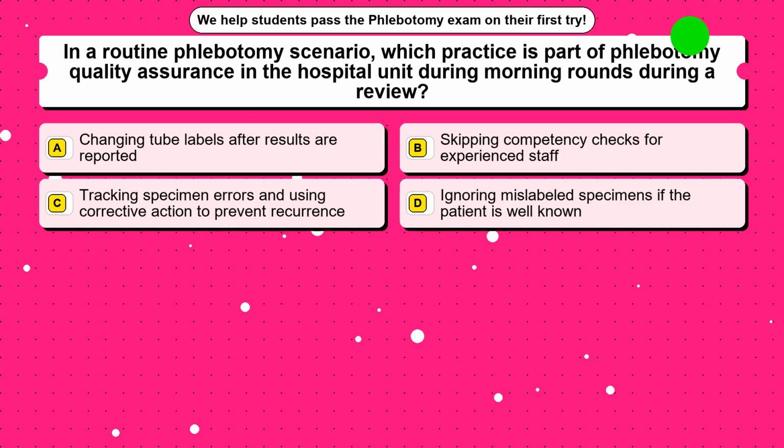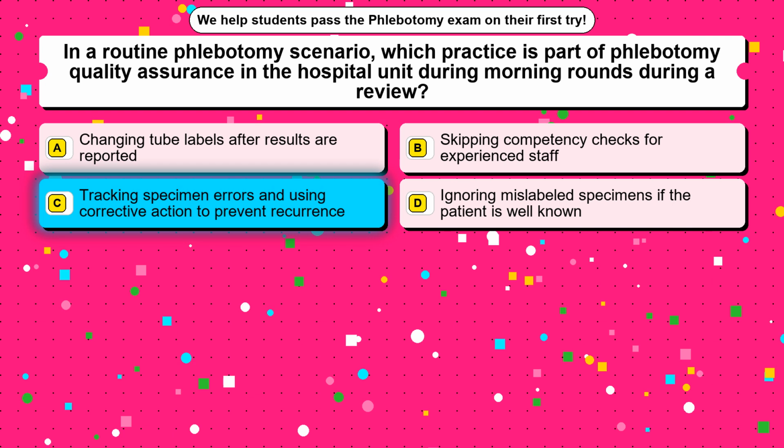Question 83. In a routine phlebotomy scenario, which practice is part of phlebotomy quality assurance in the hospital unit during morning rounds during a review? Option A. Changing tube labels after results are reported. Option B. Skipping competency checks for experienced staff. Option C. Tracking specimen errors and using corrective action to prevent recurrence. Option D. Ignoring mislabeled specimens if the patient is well known. The correct answer is option C. Tracking specimen errors and using corrective action to prevent recurrence.